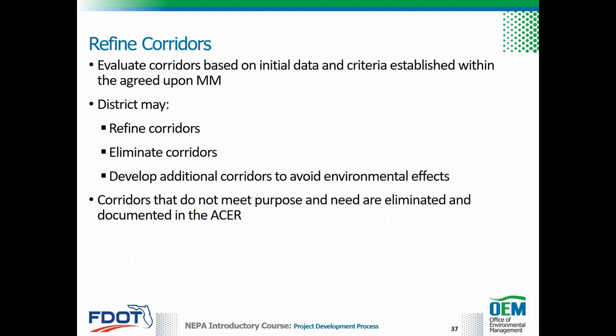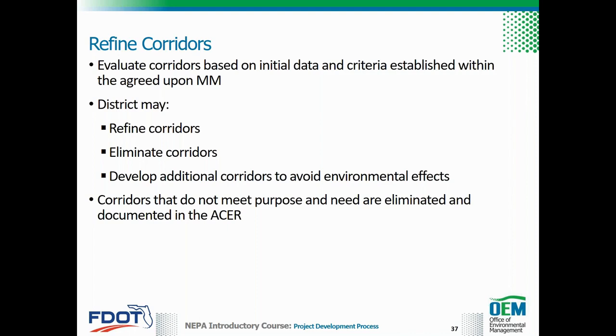The district evaluates corridors using initial data and the criteria established and agreed upon in the methodology memorandum. In studying the alternatives and considering input from the ETAT and other project stakeholders, the district may refine corridors, eliminate corridors, or develop additional corridors to avoid potential environmental effects. The refinement of corridors to avoid potential environmental effects also considers the corridor vision, the purpose and need, public input, and engineering and economic feasibility.